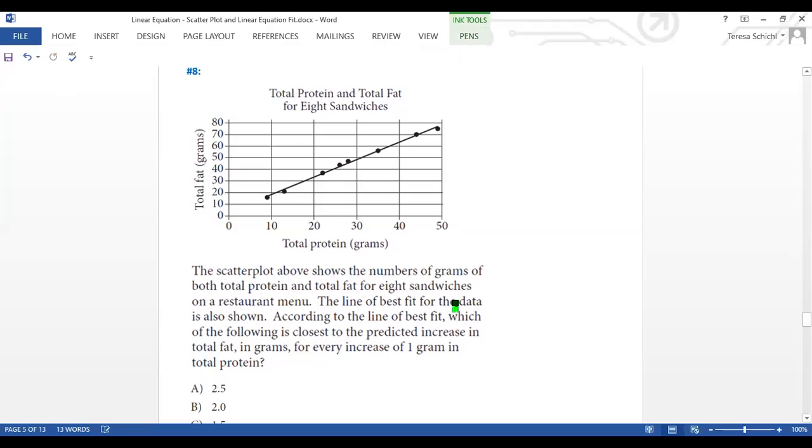What do they want to try to find? So they want the predicted increase. The increase is the keyword in the total fat here, right? Because this line, obviously, we know has a positive slope, because it's going up. So they want to see the increase in the total fat for every increase of 1 gram of the total protein. The protein is my x-axis here, right? So for every change of x, how much change in y? So by combining these two sentences, basically I'm looking for the slope, right? So for every increase in the x value, x is the protein, how much change in y, the total fat here, right?